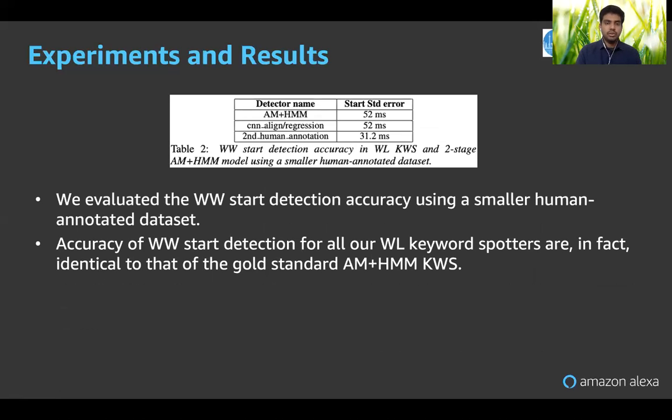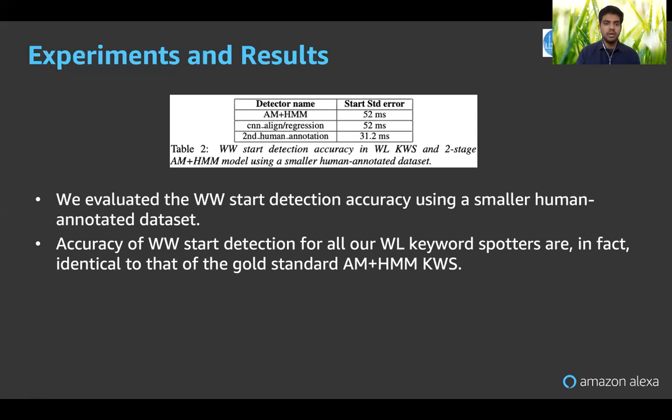So now let us go into the second data set, which is human annotated, only on start points. The baseline model here is a two-stage architecture, AM and HMM, which is a gold standard for endpoints. We see here the start point detected by the AM and HMM is exactly the same as the one detected by our new methods, which is good. That was our goal of this entire project. So we were able to get on-par performance with the two-stage gold standard architecture.